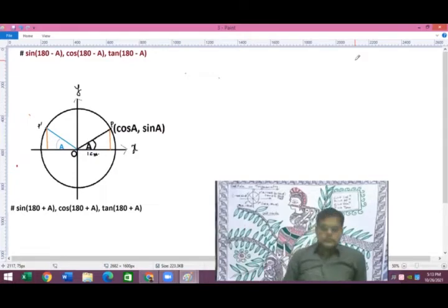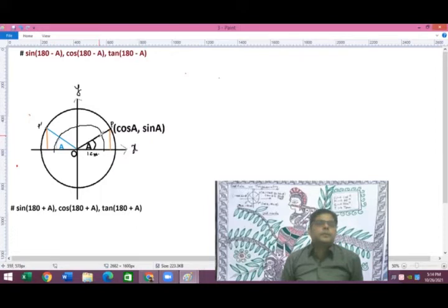Alright, after explaining for the angle 90 degrees plus minus A, now we'll see the trigonometric ratios for the angle 180 degrees minus plus A. So first of all, we have this point, and after some time the particle is at this point P dash, which is in the second quadrant, because up to here it is 180 degrees, since this is a straight line. And now we talk about sine 180 degrees minus theta, for example.